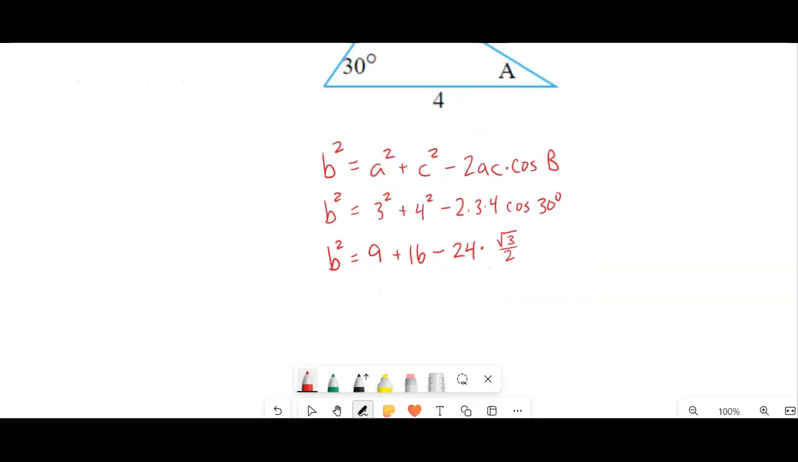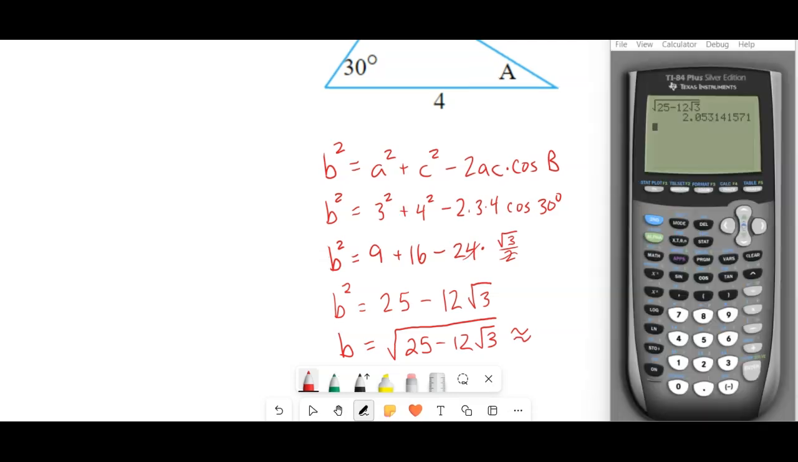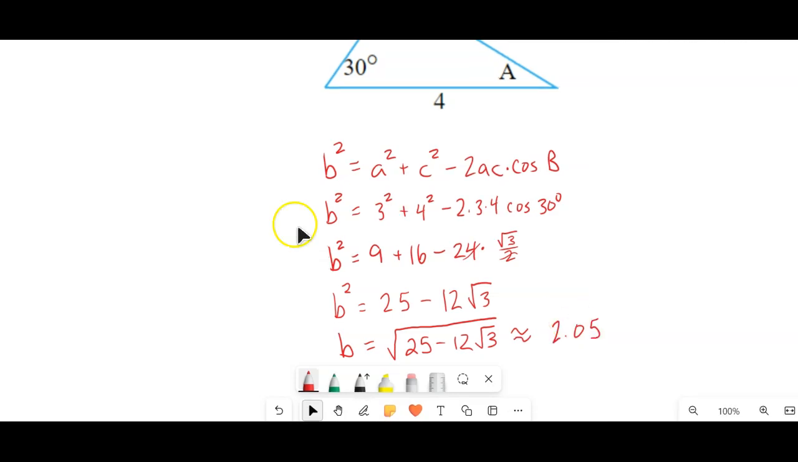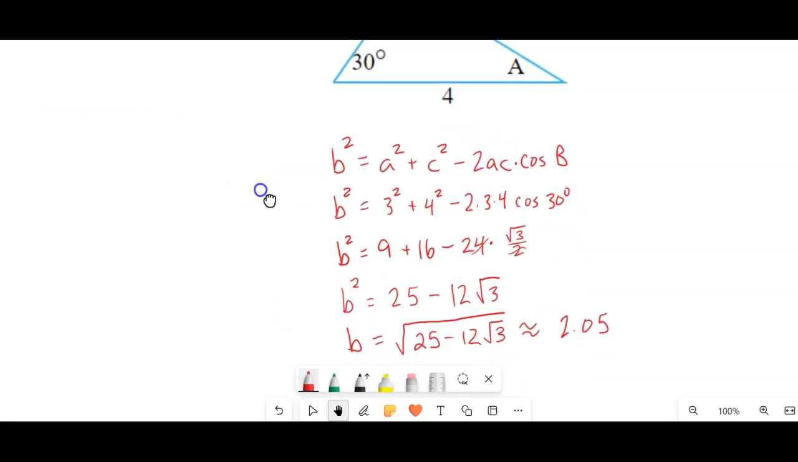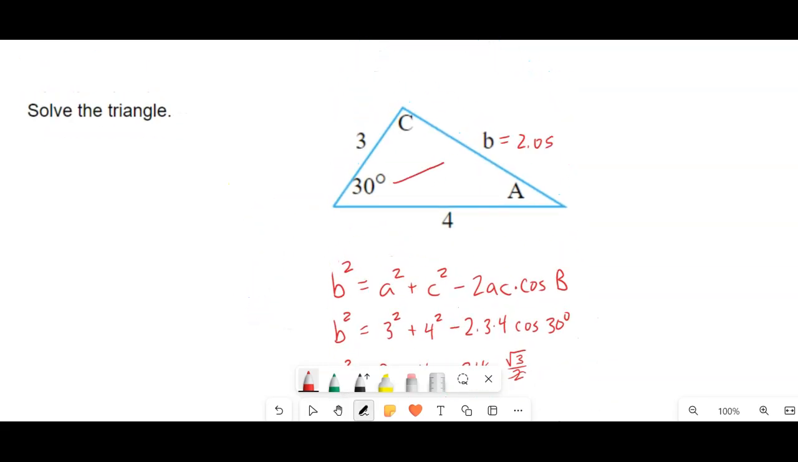All right, so simplifying a little, 3 squared is 9, 4 squared is 16, 2 times 3 times 4 is 24, and the cosine of 30 is square root of 3 over 2. And then I can divide the 2 into the 24 and get 12. So there's b squared, but I want b, so b is all that, and then we would approximate, typically to 2 places. So that's about 2.05. But now that I have b, 2.05, I do have an angle and its side opposite. So now I can switch to the law of sines.